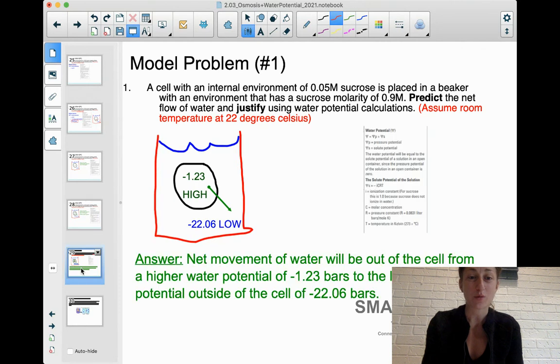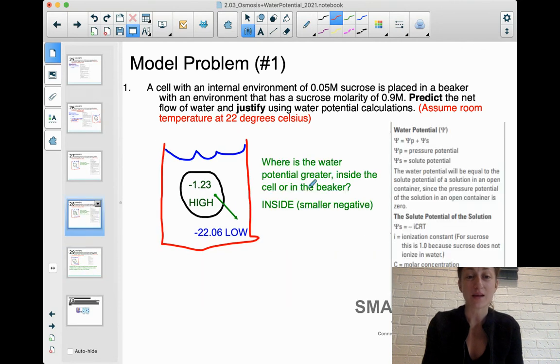Good. So where is then water going to move? Where is it going to move? I have here our arrow going out, right? So we're going to go from high to low concentration of water. High to low concentration of water. So I want you guys to practice just writing what is the answer to this question on the Edpuzzle now.